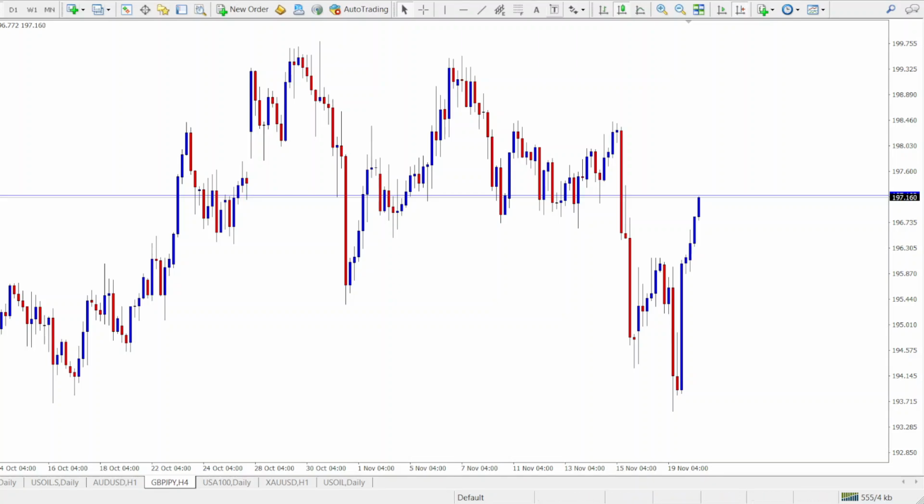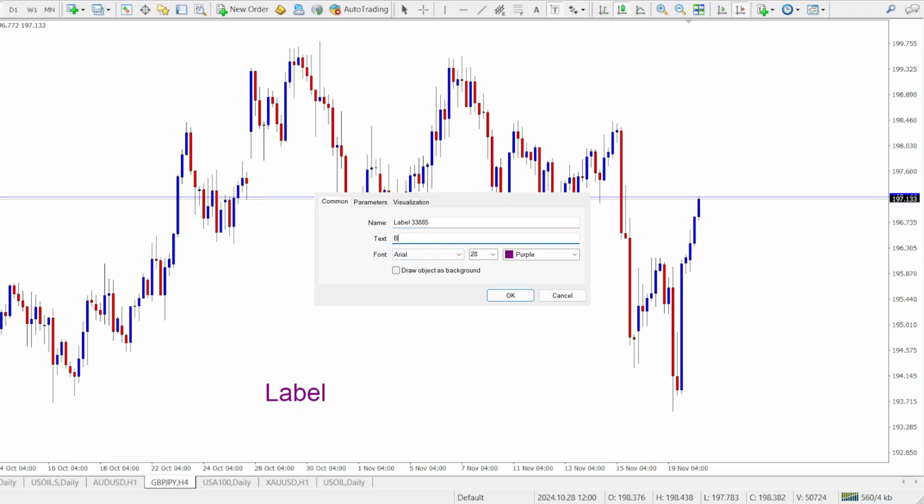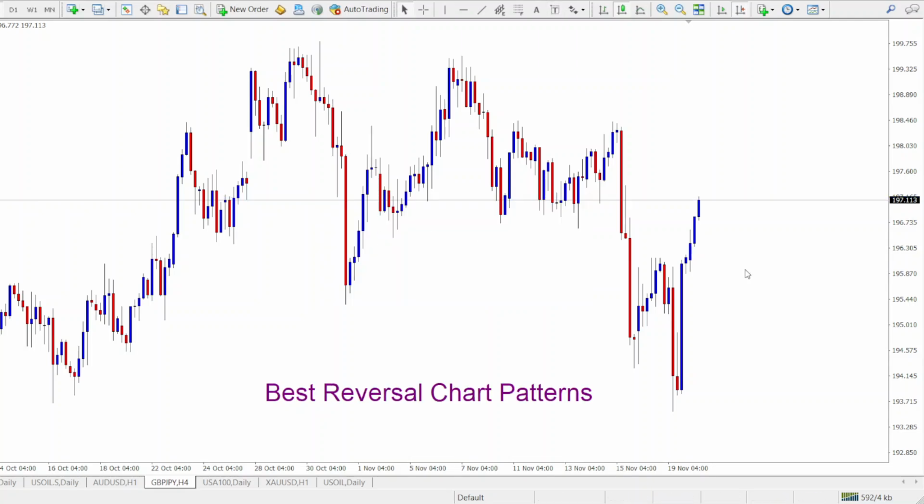Simply put, reversal chart patterns are formations that occur on the price charts, signaling a potential change in the current trend. So we want to look at the best reversal chart patterns. Whether the market is trending up or down, reversal chart patterns give us clues about when momentum might shift.